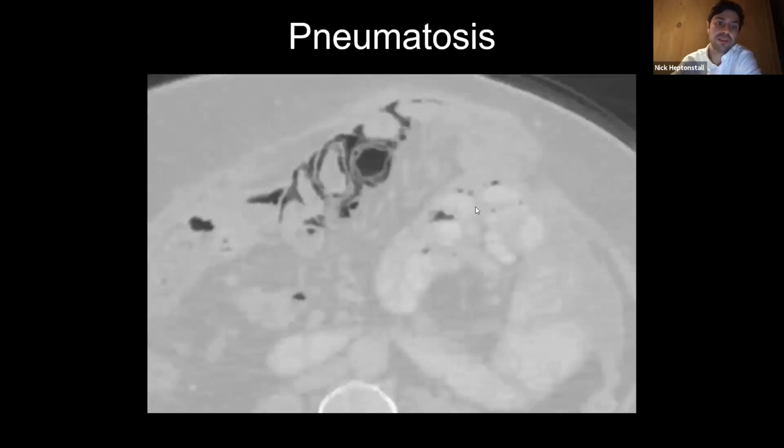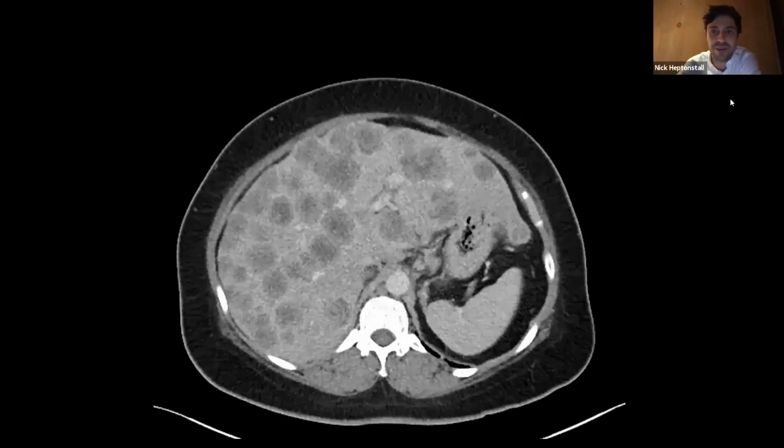And this is what it looks like on CT. So again, pneumatosis within the bowel wall. And that's what you're seeing on the X-ray. I'm just slightly conscious of time. I've probably got a few more cases to get through.